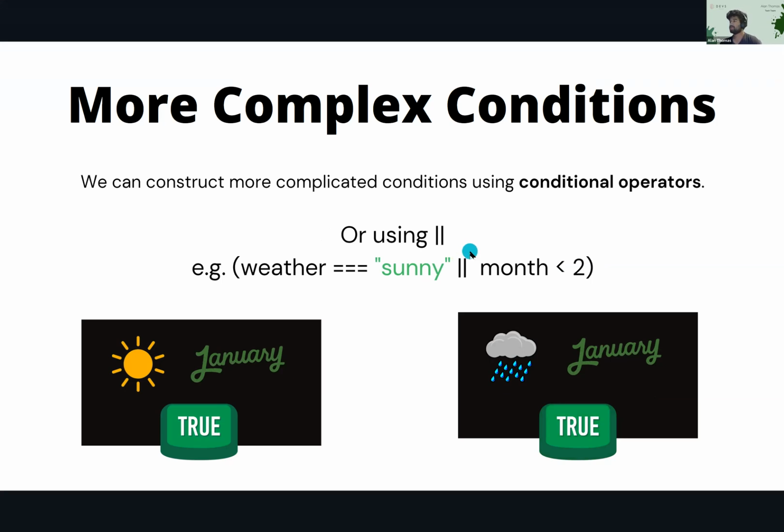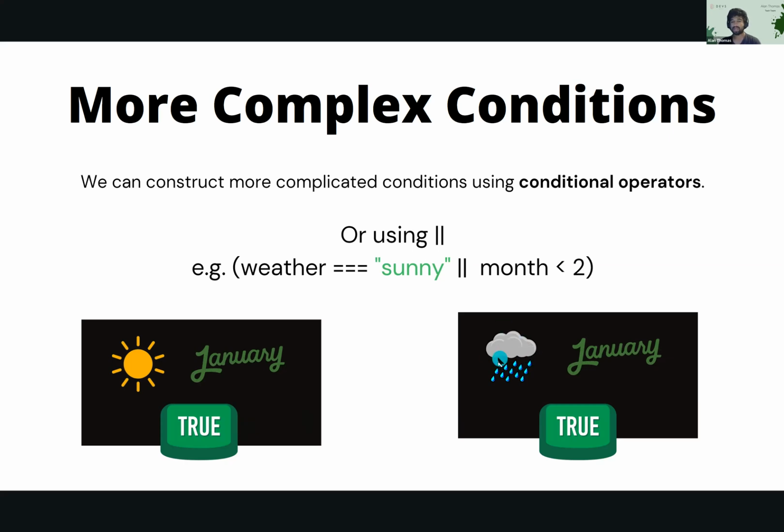Another conditional operator is the OR operator. And we write it using a double straight line. This is the key that's next to the curly brackets. The OR operator checks if either of the conditions is true, and if so, it will return true. So running through the examples, in this case, weather is sunny and the month is January. Since both of these are true, it will return true.